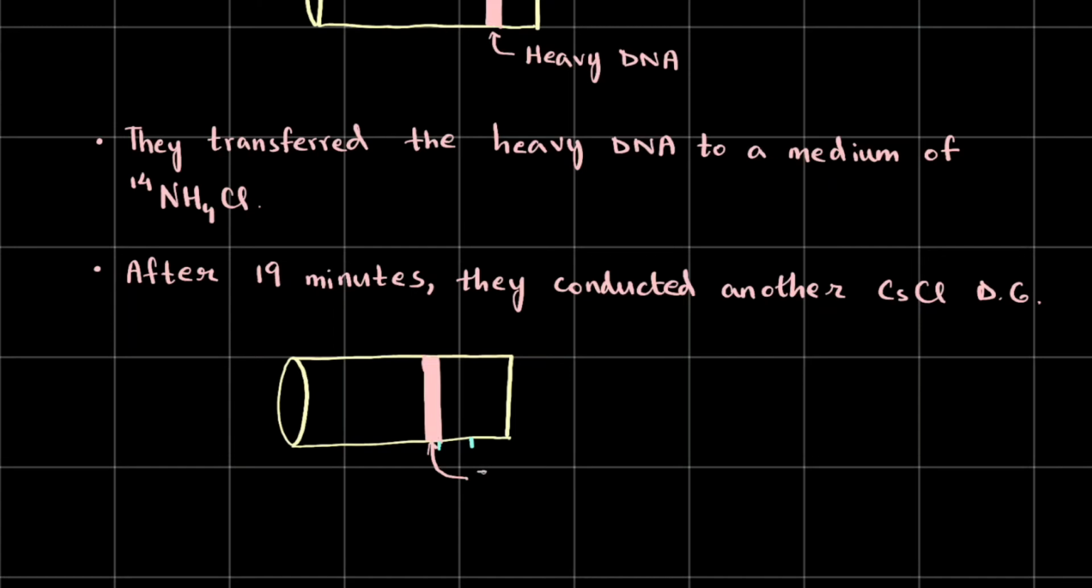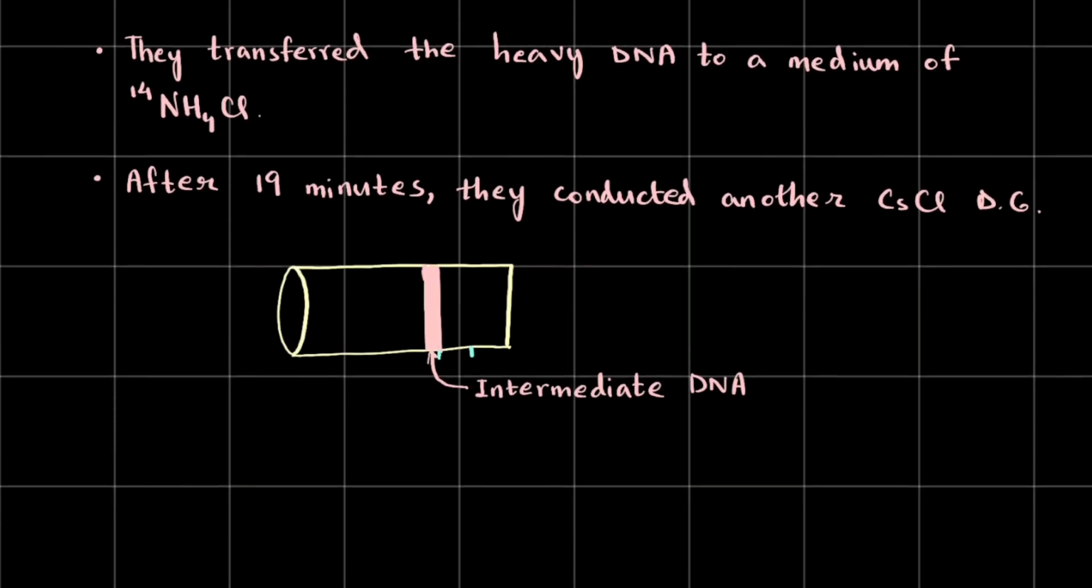You will understand the nomenclature later. And they put another mark on the density gradient tube signifying where the intermediate DNA had accumulated, and they saw that it was more towards the mouth of the tube than the line of the heavy DNA, right?